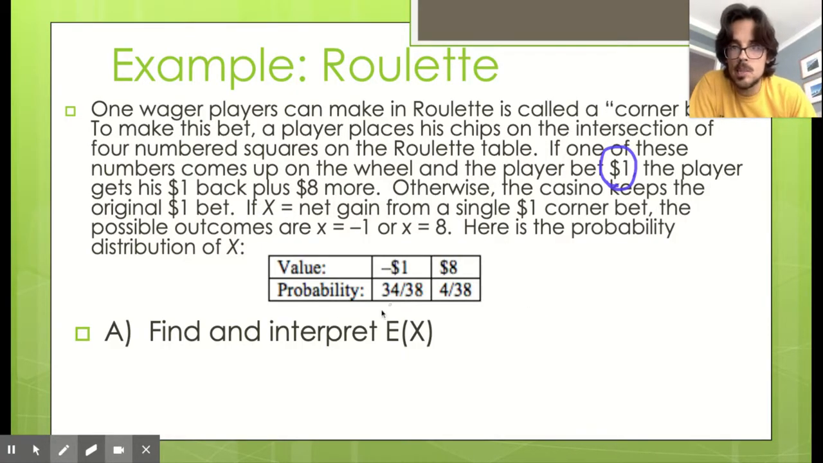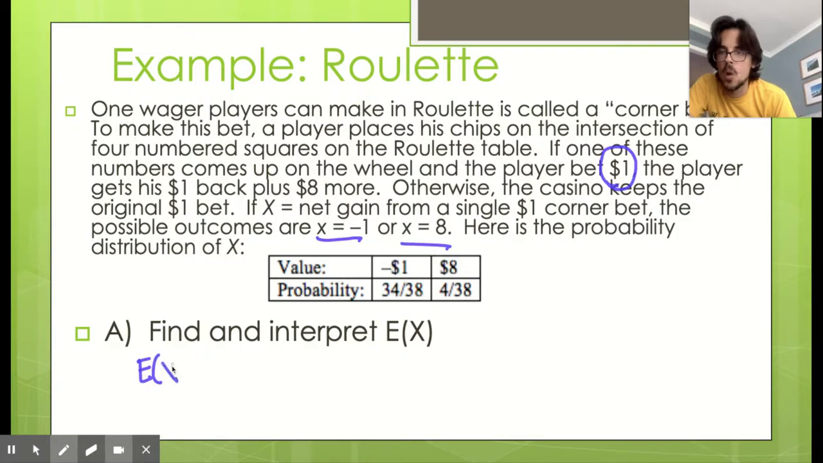And if we look at this as a random variable, our random variable has two possibilities. Either you're down $1 or you're up $8, where X is the gain from a $1 corner bet. And they've diagrammed in this little table right here, there's a 34 out of 38 chance that you lose $1, that you don't win your bet. But there's a 4 out of 38 chance that you win $8. So they ask us to find and interpret the expected value of X. To find the expected value, all you do is you take each value times the probability that goes with it.